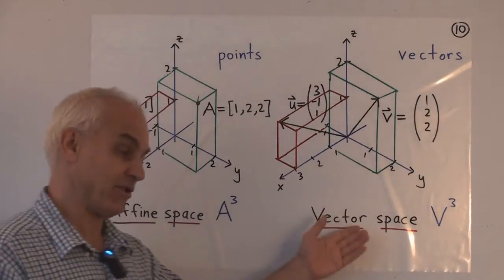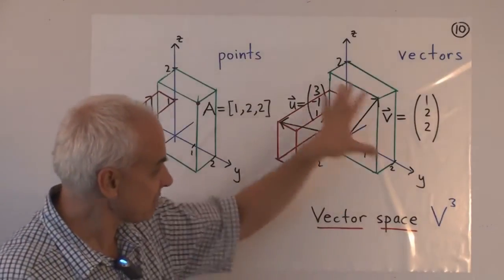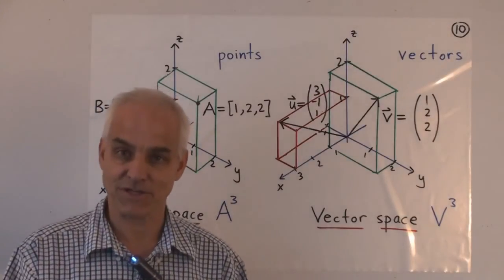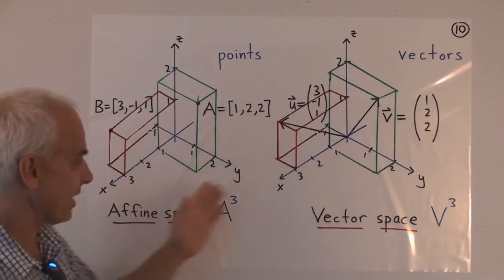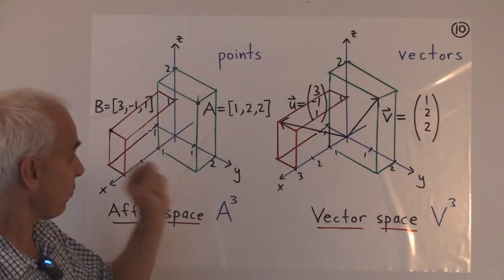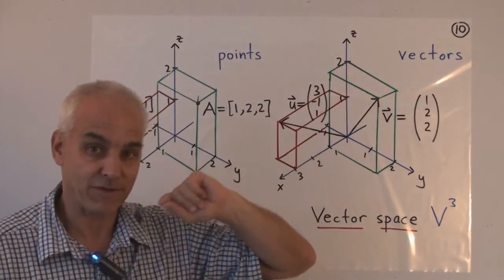Namely, you can add vectors. You can scalar multiply them. That makes the vector space framework preferable for many applications. But you should just be aware that you can easily translate from one to the other. It's really the same picture, except in one situation we're talking about points, another situation we're talking about vectors.